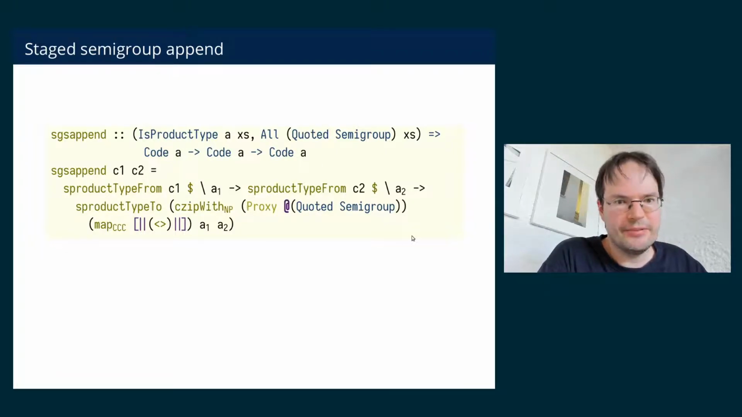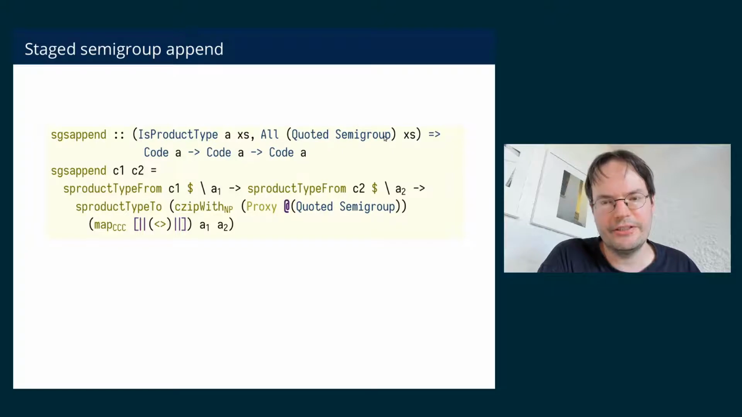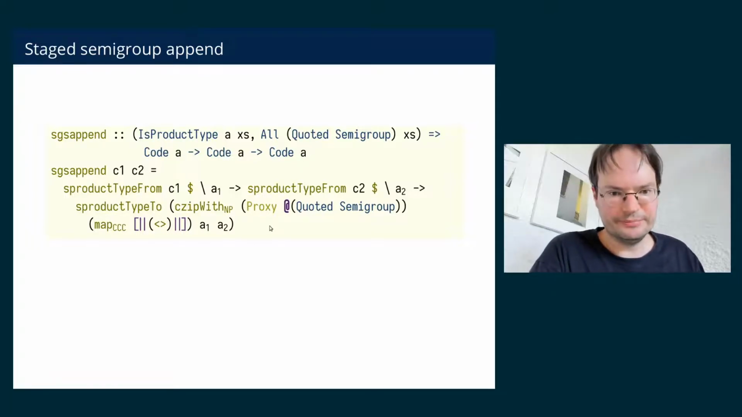And in staged-sop, you can again write a generic version of semigroup append. And it now looks like this. It's slightly different in the types. We have this quoted semigroup constraint here, which I'm going to talk about later. And we operate on code A values now rather than on A values. And we have S product type from here written in some form of continuation passing style. But apart from these minor differences, the overall structure of the function looks pretty much the same as before.